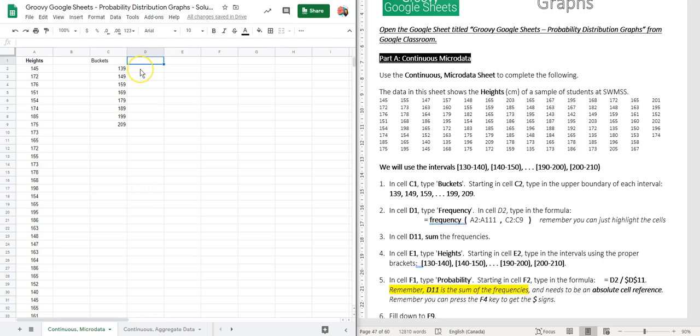In cell D1, we're going to type in frequency. And what we're going to do is let this calculate the frequencies for us, just like we did in the histograms. And the formula for doing that is right here. So we're going to type in equals frequency. And you can type in A2 to A111, or you can just highlight the data. And even a faster way is to click on A2 and then Control Shift or Command Shift if you have a Mac, and then press the down arrow key and it'll highlight all of it.